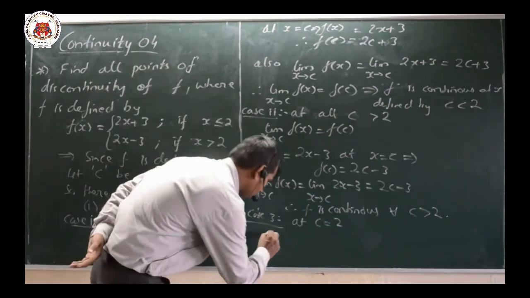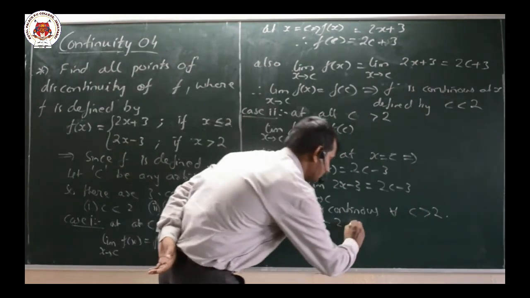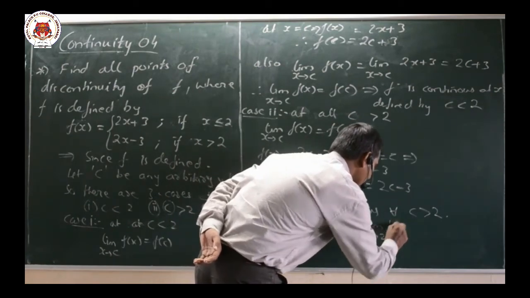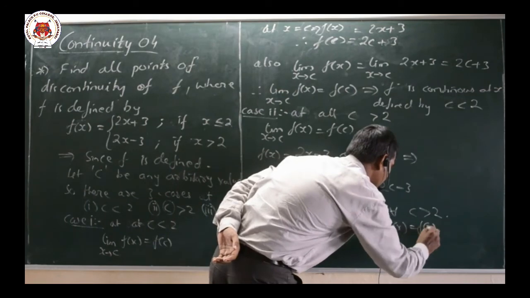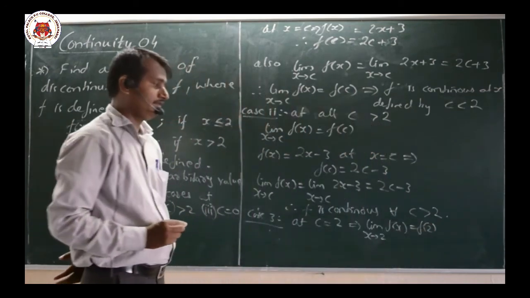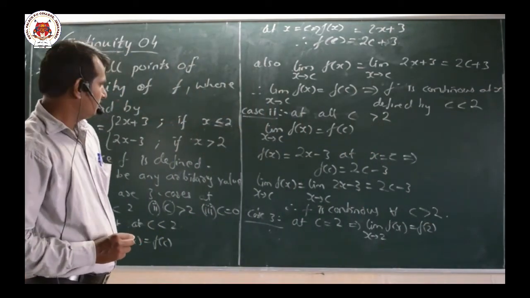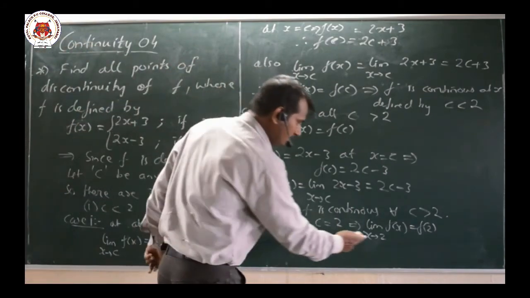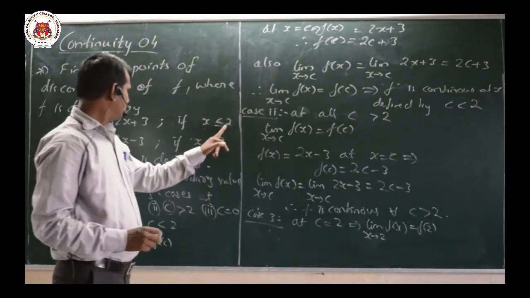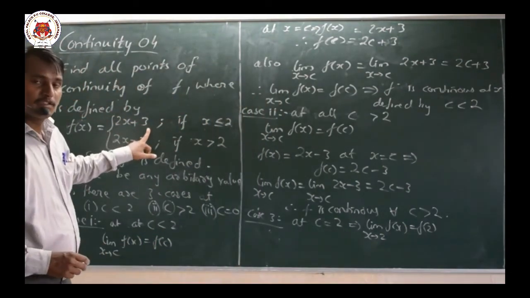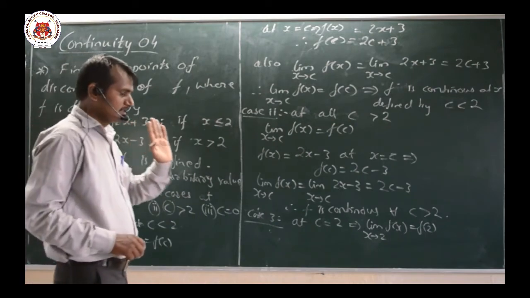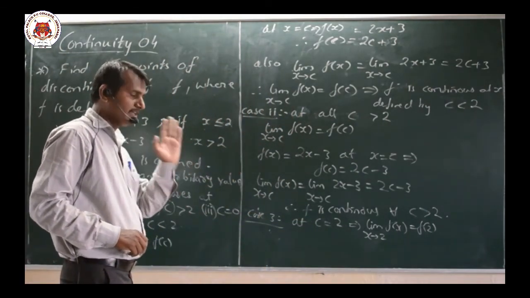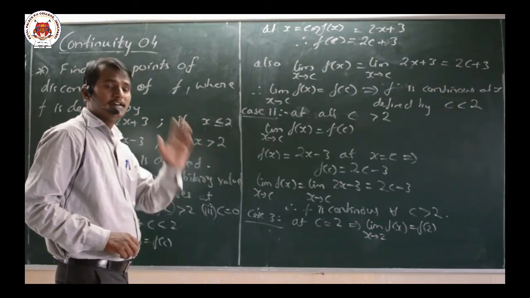So here we should have limit as x tends to 2 of f of x equal to f of 2. So here at x equal to 2, or c equal to 2, the function is 2x plus 3. That way also we can do. And since we have less than or equal to and greater than, we will make use of left hand limit as well as right hand limit.